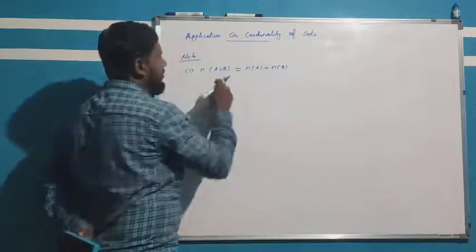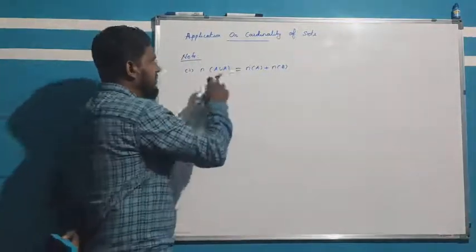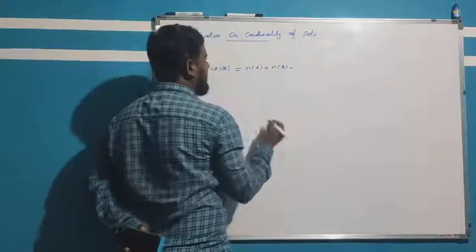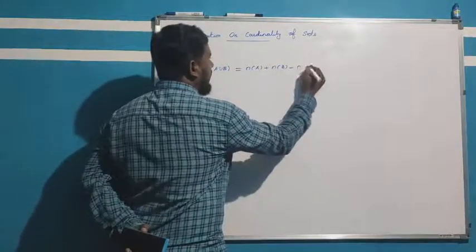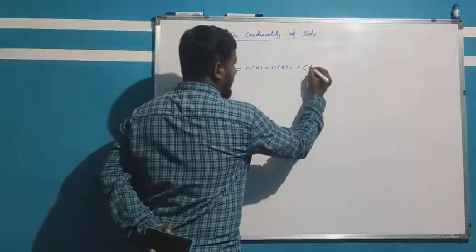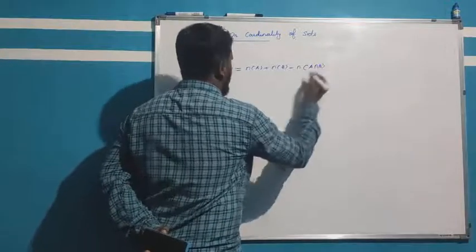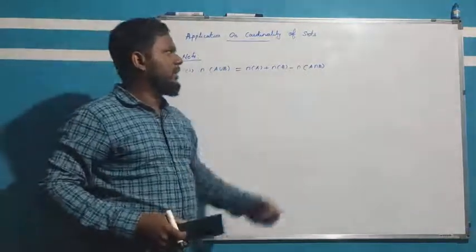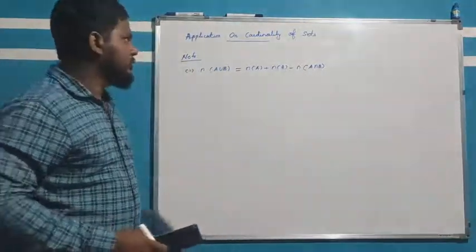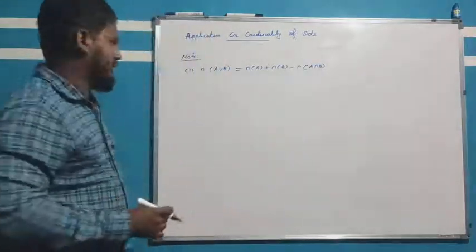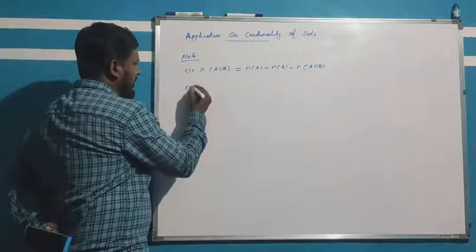After that, two sets have to be considered. For two sets, first the positive comes, next the negative comes: minus n of A intersection B, because union means the intersection will come. So n of A union B is equal to n of A plus n of B minus n of A intersection B. For example, how can we find n of A intersection B?